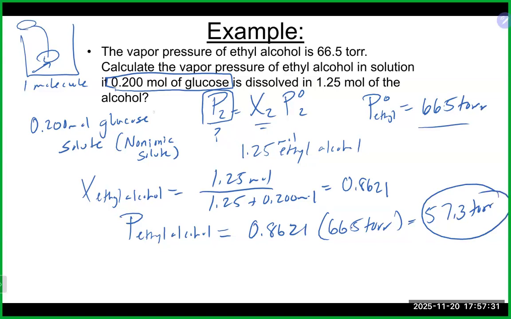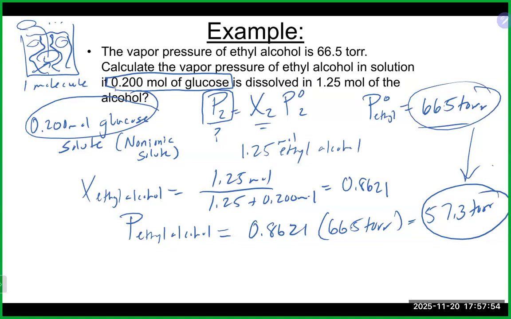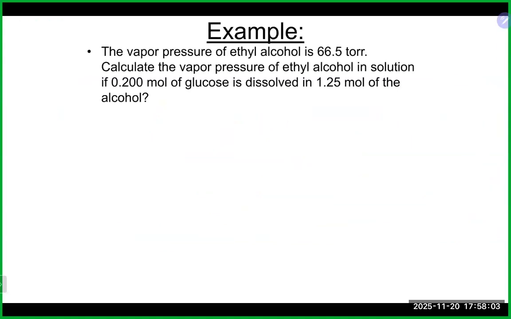So again, the presence of all these glucose molecules floating around in the solution is going to get in the way of those ethyl alcohol molecules being able to escape to the surface as easily. The result of that is you get fewer of them up here above the solution, and because of that, you see your vapor pressure go down. As you can see, it started at 66.5, and with that glucose dissolved in there, you end up with 57.3. Any questions on that there? All right.